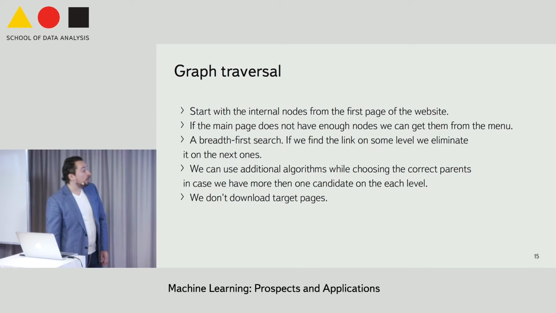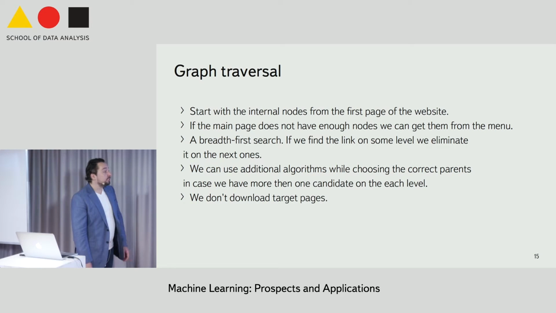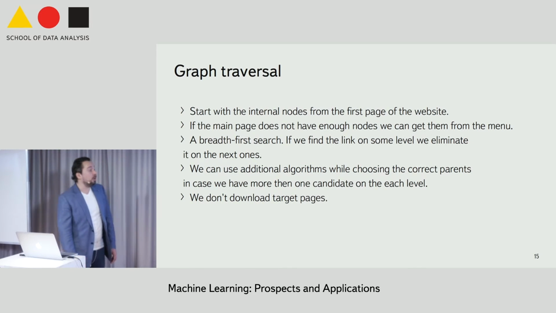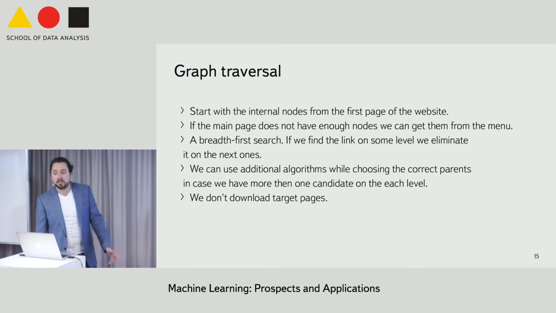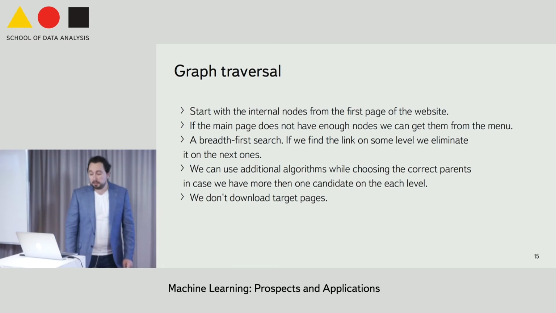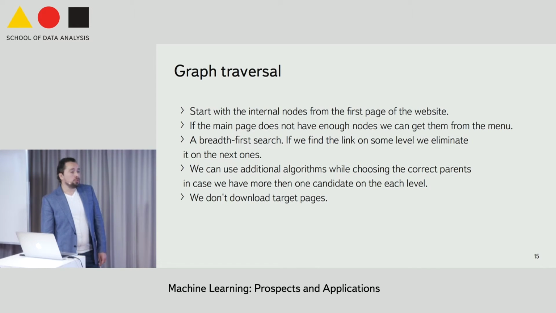Graph traversal. We will start from the first page as an internal node of our graph, and if after elimination of common structure we don't have any URLs on the first page, we can take our common structure as the first node of our graph. And we will use a breadth-first search; if we find some links on some level, we will ignore them later on the next levels.